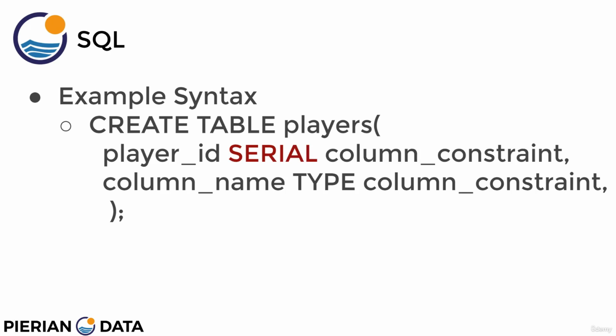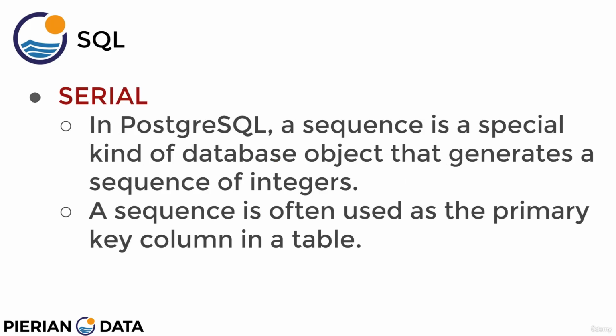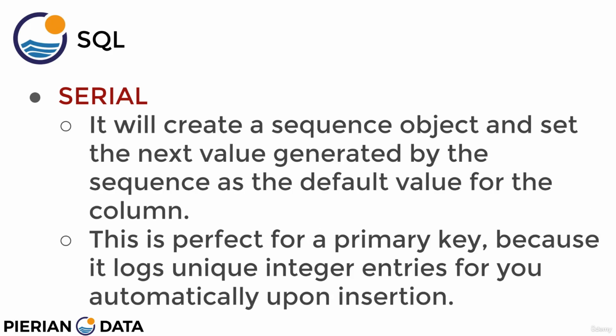So I actually want to focus in on this serial data type because it has some special properties. In PostgreSQL, a sequence is a special kind of database object that generates a sequence of integers. And a sequence is often used as the primary key column in a table. So what serial is going to do is create a sequence object and set the next value generated by the sequence as the default value for the column. And this is perfect for a primary key because it logs unique integer entries for you automatically upon insertion.